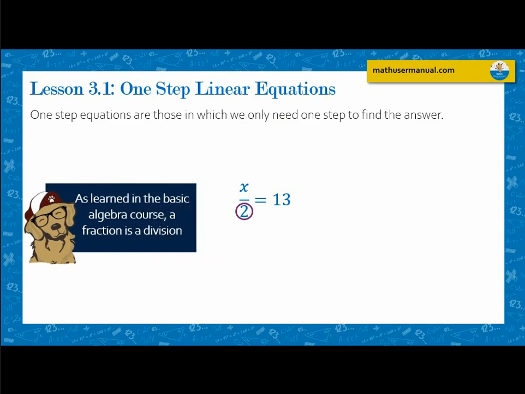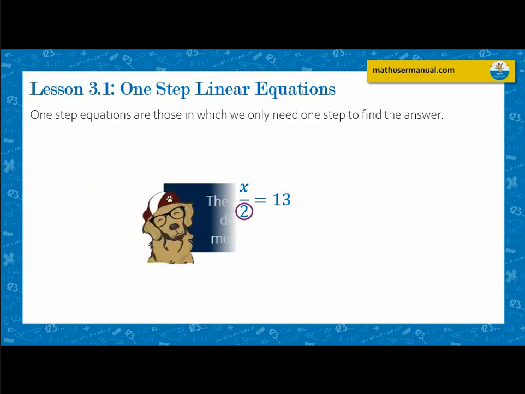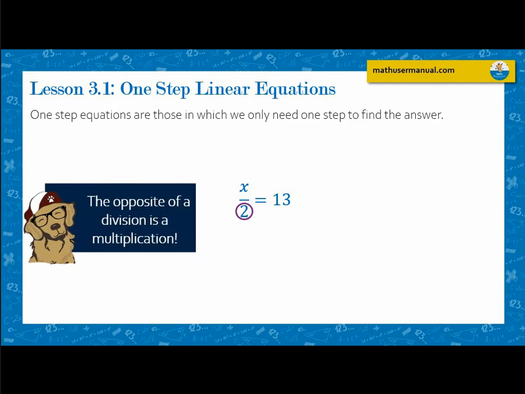As we learned in the basic algebra course, a fraction is the same as a division. So we identify that this is a division. This is x divided by 2. And the opposite of a division is a multiplication. That means we need to multiply times 2. Why are we multiplying times 2? So we can cancel them, because opposites cancel in algebra.